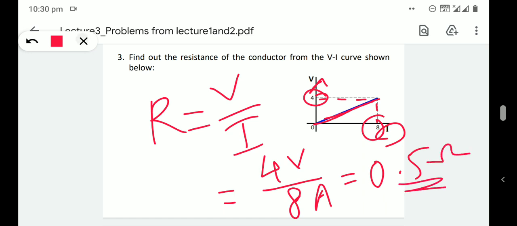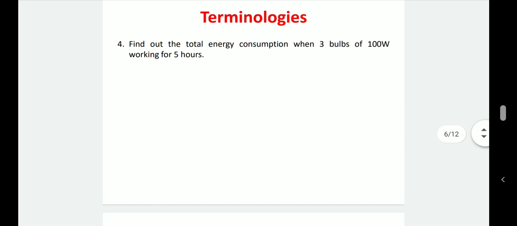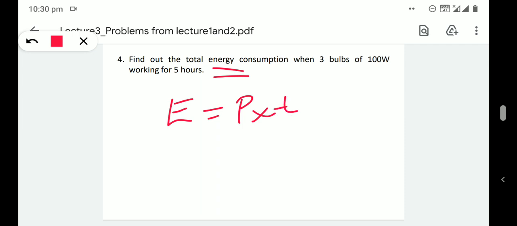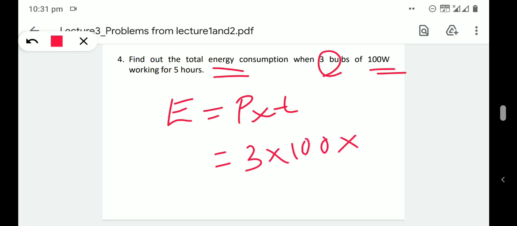Then the fourth question: find out the total energy consumption when 3 bulbs of 100 watt work for 5 hours. We know the equation for energy equals power into time. Here it is given that there are 3 bulbs of 100 watt. So 100 is the power rating of one bulb, and there are 3 bulbs. So total power is 3 into 100, then into time. Time is 5 hours.